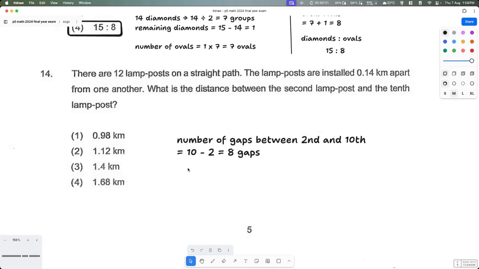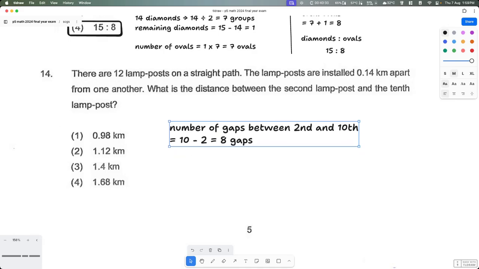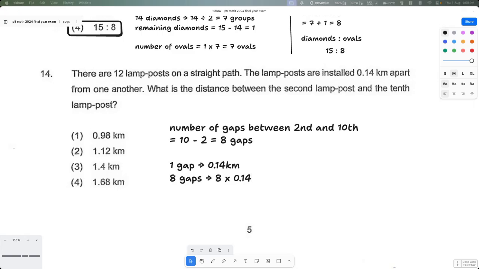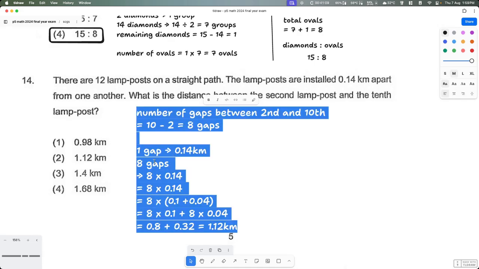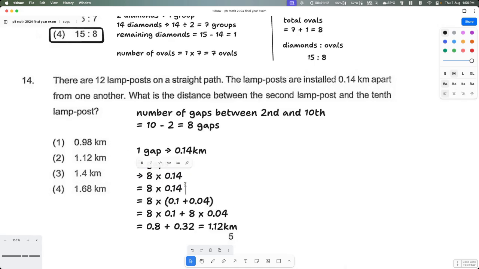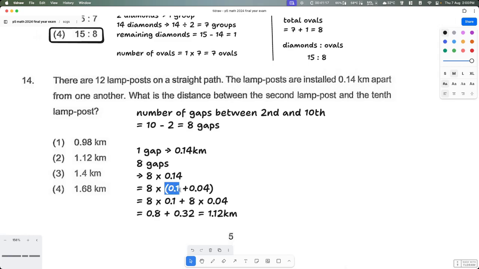After that, you know that one gap is equal to 0.14 kilometers. So 8 gaps is equal to 8 times 0.14. I'm going to show you a real quick tip. Here we have 8 times 0.14. This is basically the same as 0.10 plus 0.04, because 0.10 plus 0.04 is 0.14.